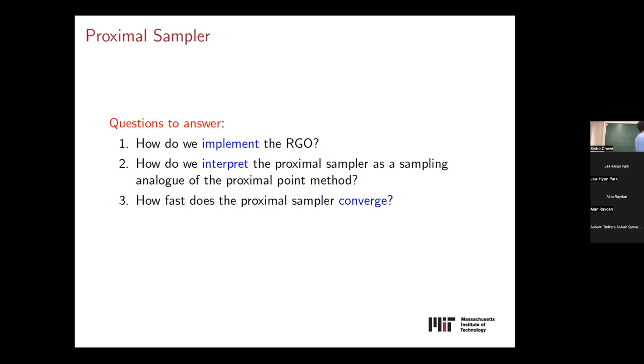It seems less close to the proximal point method than the other two candidates I listed in the previous slide. And the third question is, we gave an algorithm, but can we actually show convergence guarantees for it? So we're going to address these three questions in order.